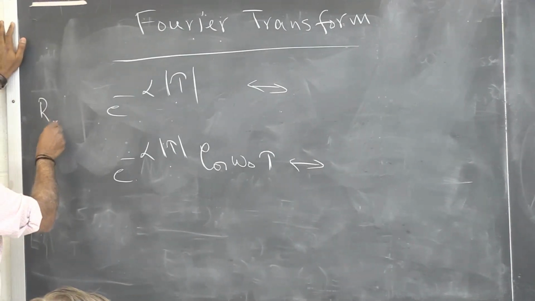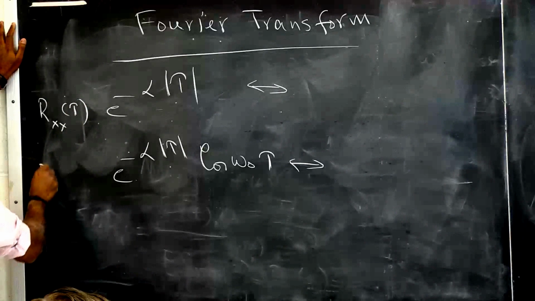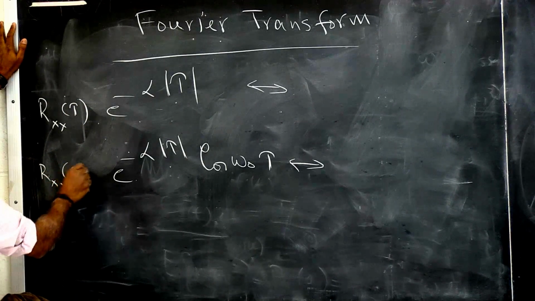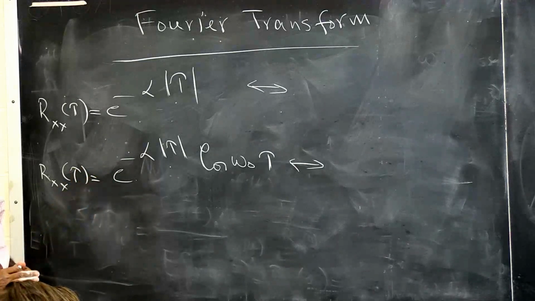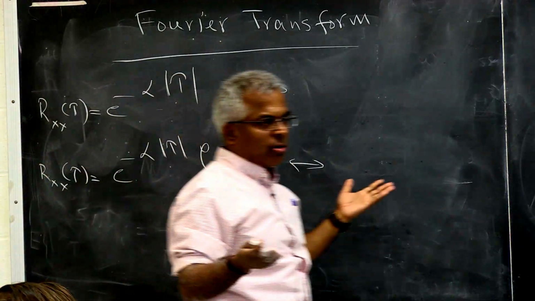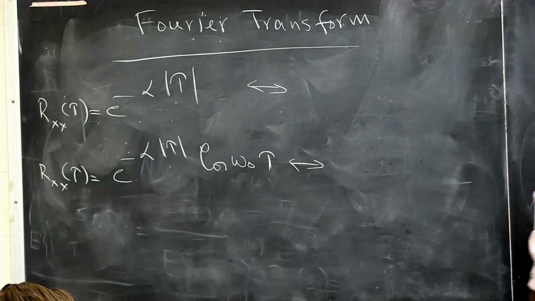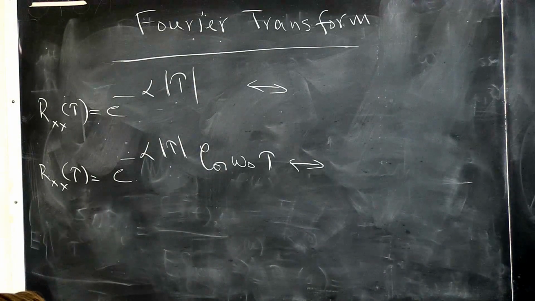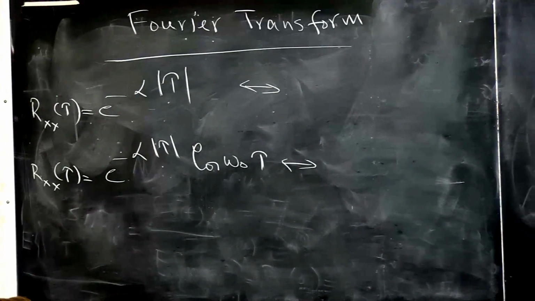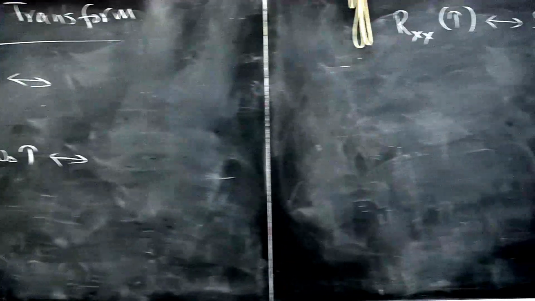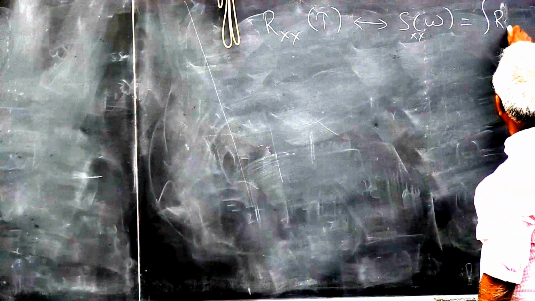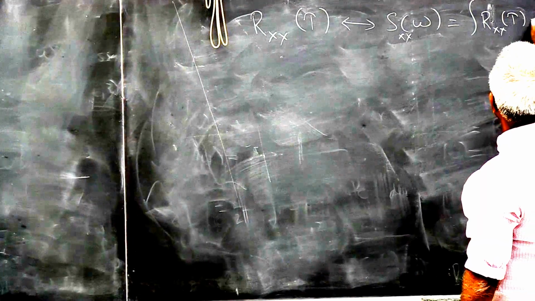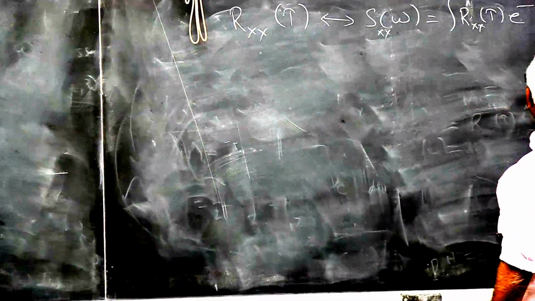So I have a couple of functions here. I am writing them as if they are autocorrelations. So let me ask you something. Remember, we know the relation between autocorrelation and power spectrum. The Fourier transform of autocorrelation represents the power spectrum. So the power spectrum is the integral of Rxx(tau) e raised to minus j omega tau d tau.